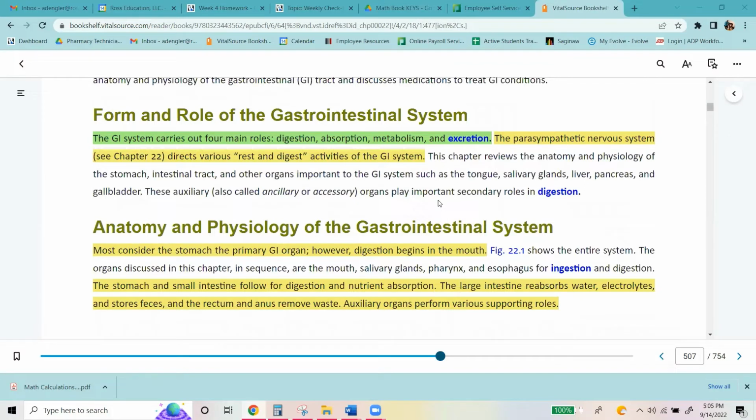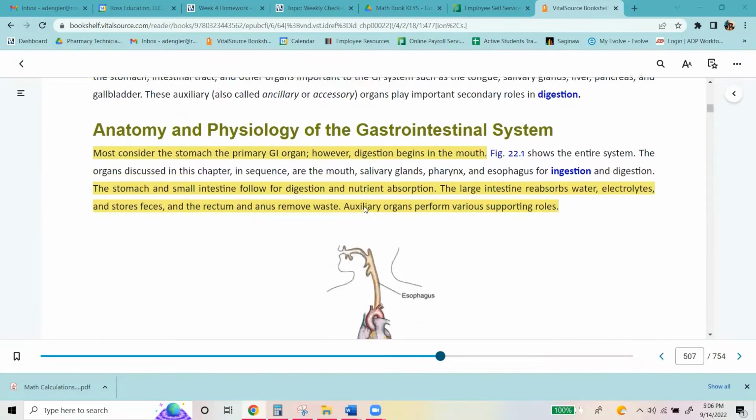The GI system carries out four main roles: digestion, absorption, metabolism, and excretion. The parasympathetic nervous system directs various rest and digest activities of the GI system. These auxiliary organs, like the stomach, intestinal tract, tongue, salivary glands, liver, pancreas, and gallbladder, are all accessory organs that are important for digestion.